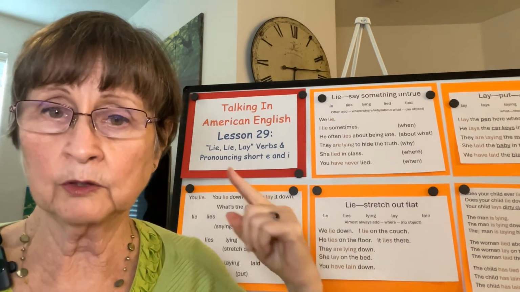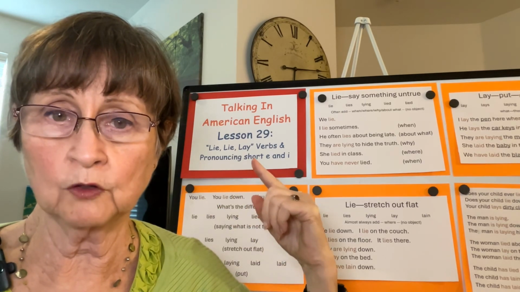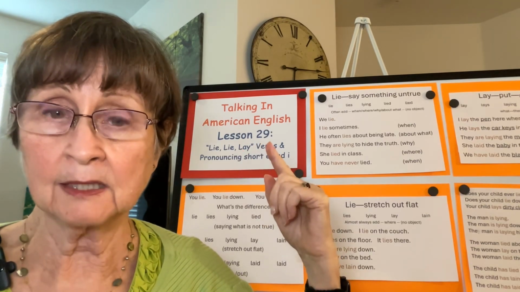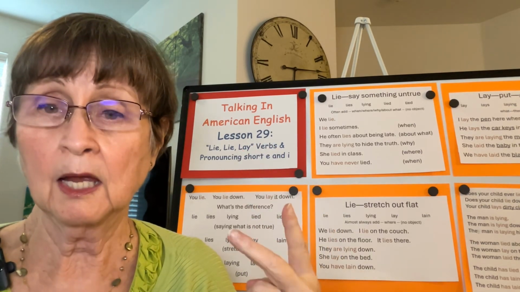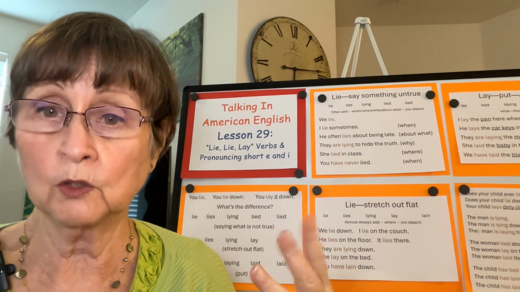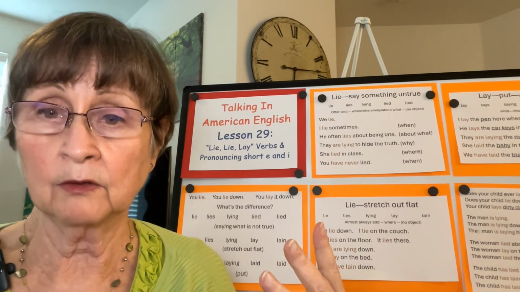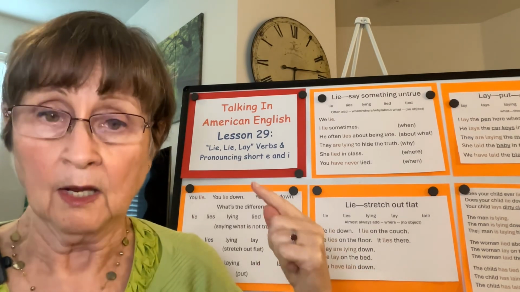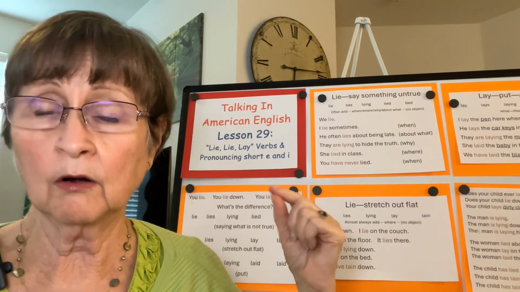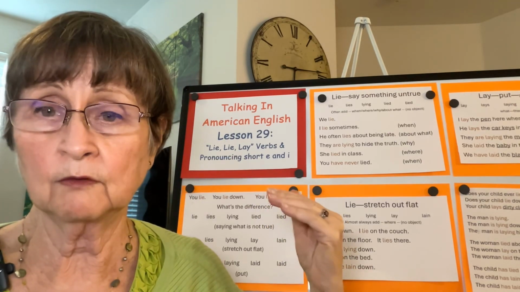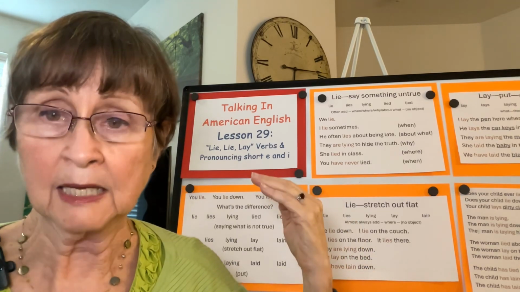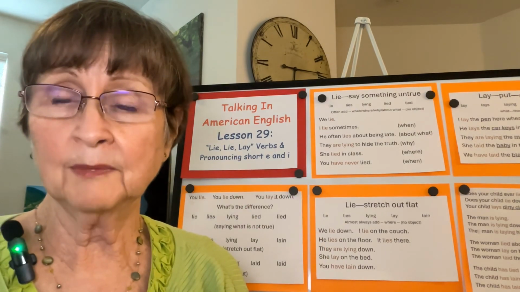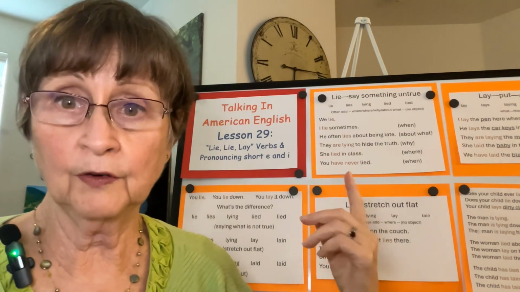Then at the end, I will do a quick review of the pronunciation of the short E and the short I, because in lesson 28, I talked about short A and short O and short U, which are the hardest vowel sounds to make that are short. We have the long sound and the short sound. These are not as hard, but there are a few mistakes made there, so I'm just going to give you some help with those at the end of the conversation about lie, lie, lay. So let me begin by taking down the first poster.